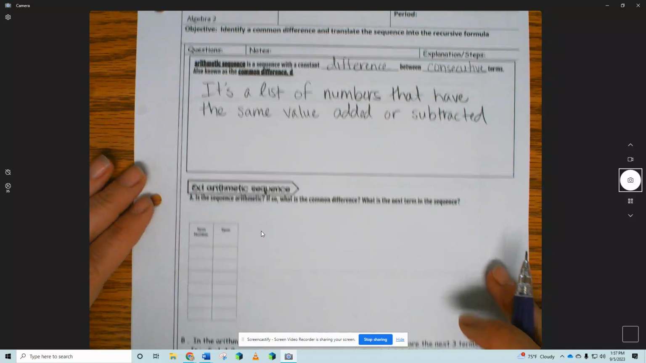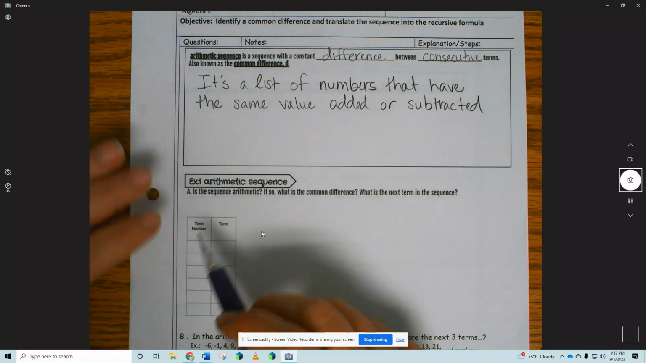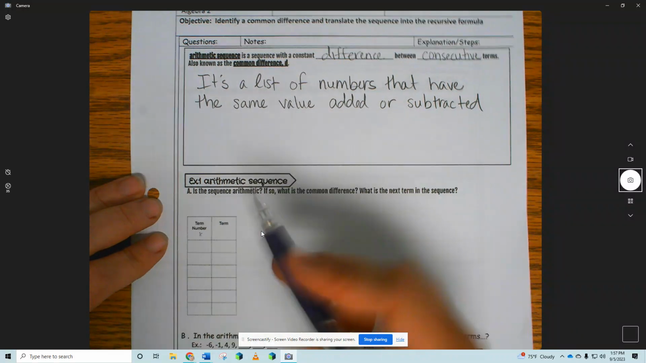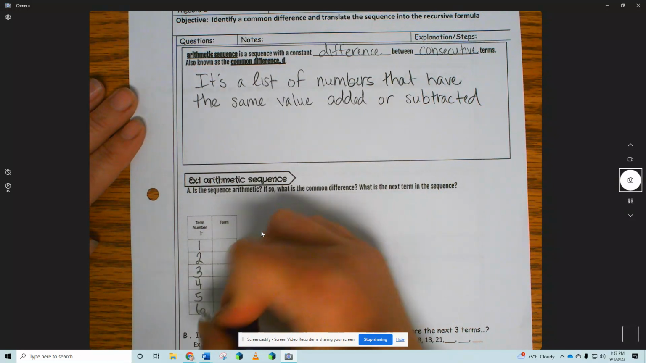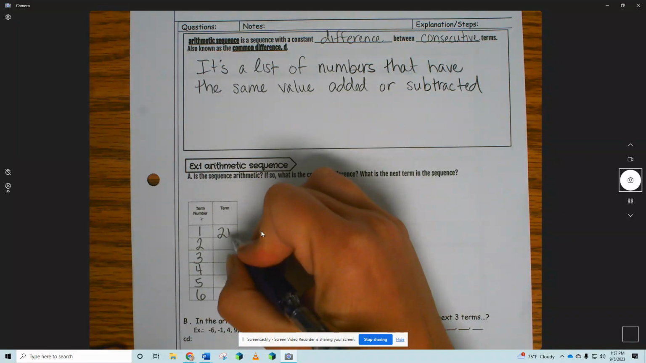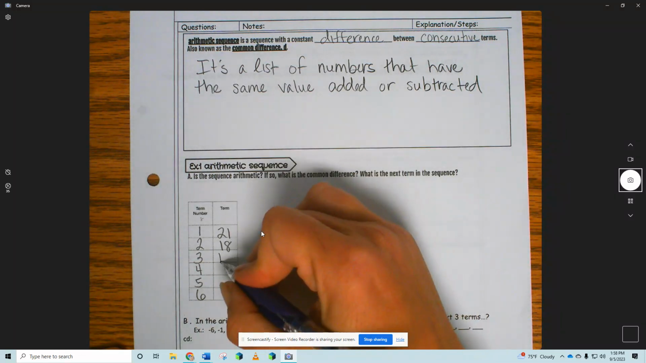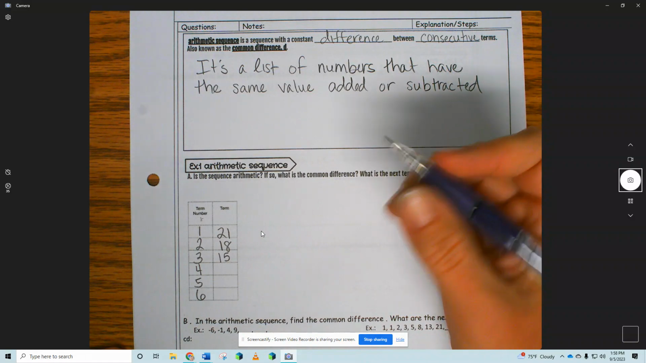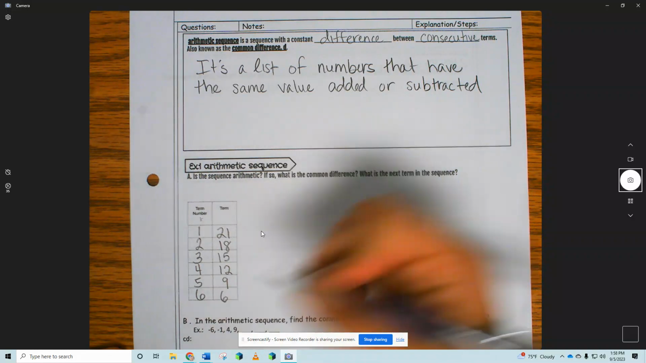All right, so I'm going to start with this first example. I'm going to give you a list, but I'm going to represent it in a table. Term number means like the first number, the second number, the third number, the fourth number, the fifth number, the sixth number. So go ahead and fill in the chart with those on the left. So here's my list. The first number on my list is 21. The second number is 18. The third number is 15. Fourth number is 12. Fifth number is 9. The sixth number is 6.